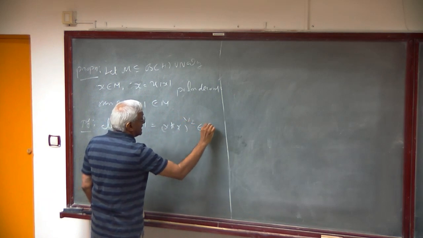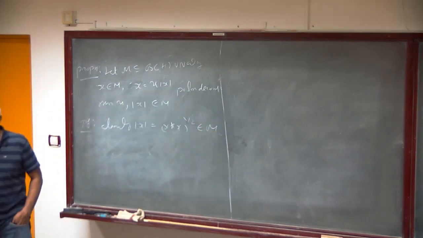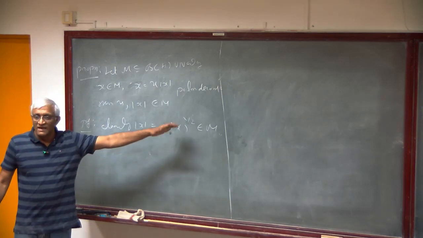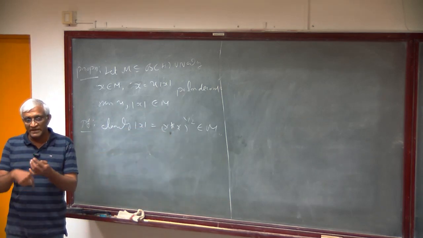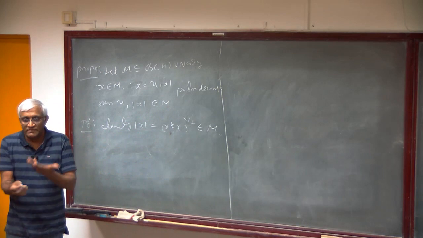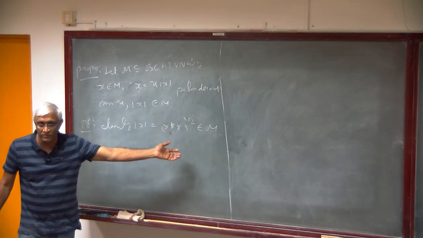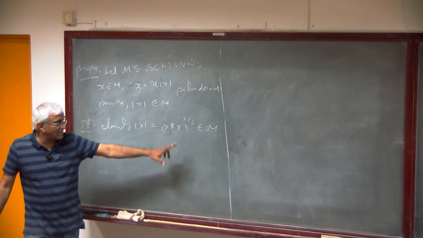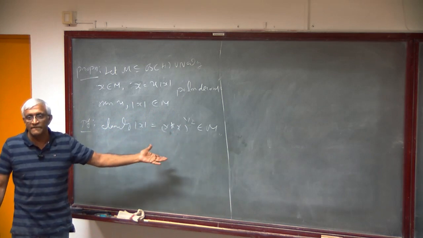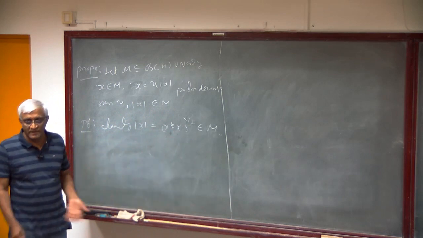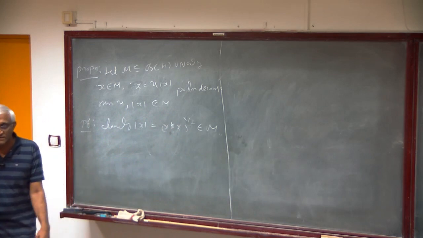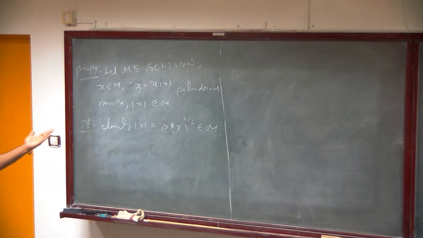Of course, clearly |x| equals (x star x) to the half. This is clearly in M because it's a von Neumann algebra; x star x is there. The C star algebra generated by x will contain the square root, because it's all continuous functional calculus. So that will be there in M. So this is clear. You only have to prove that the partial isometry is there.